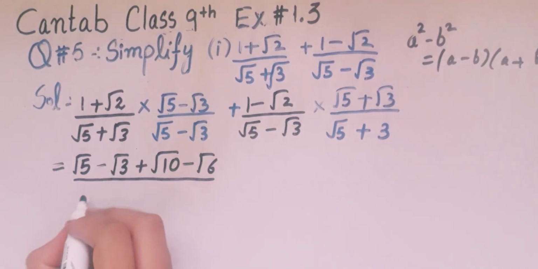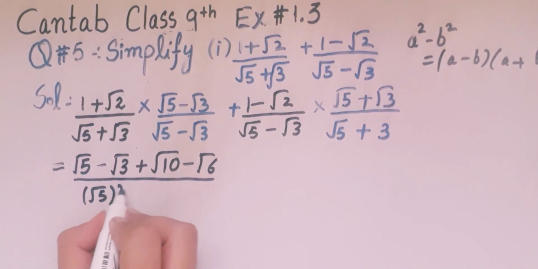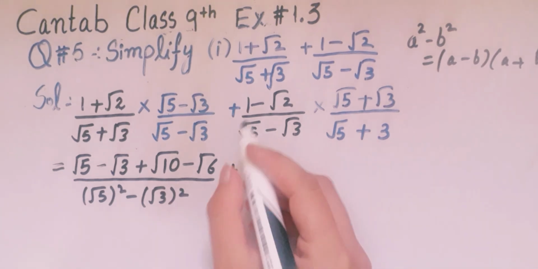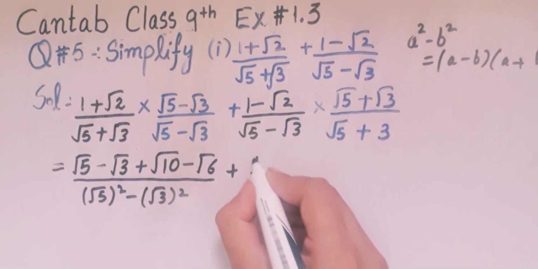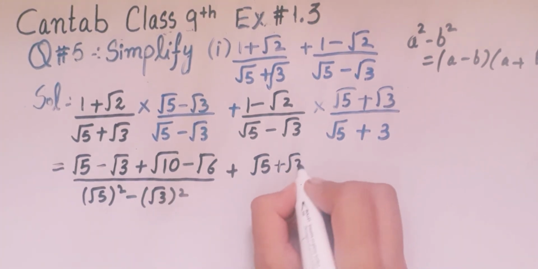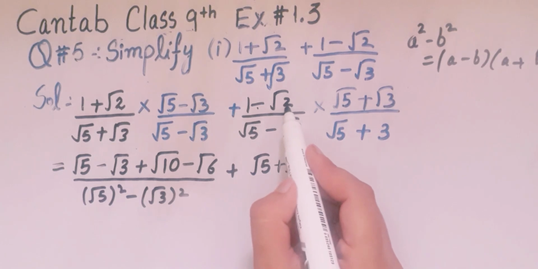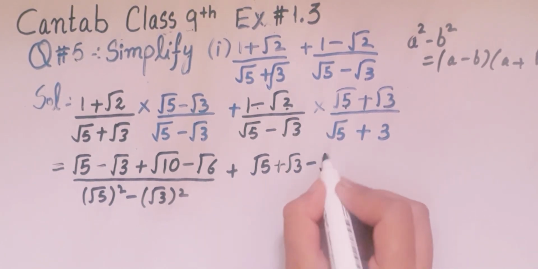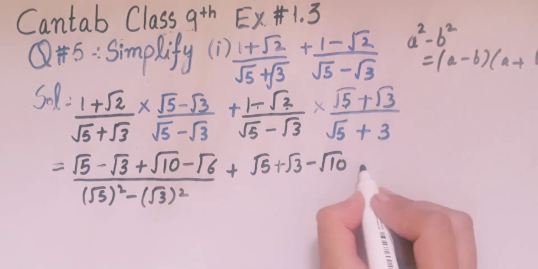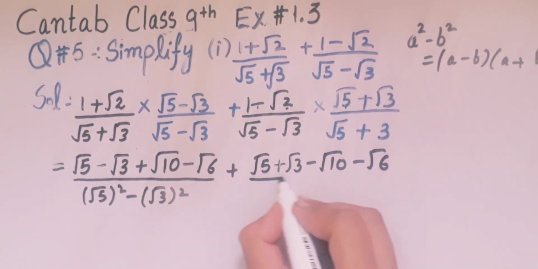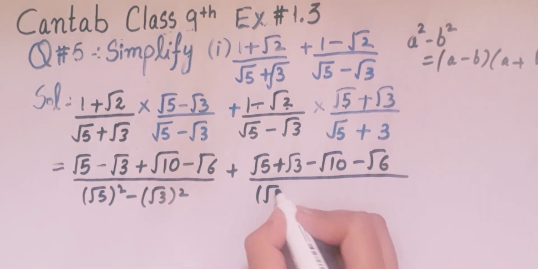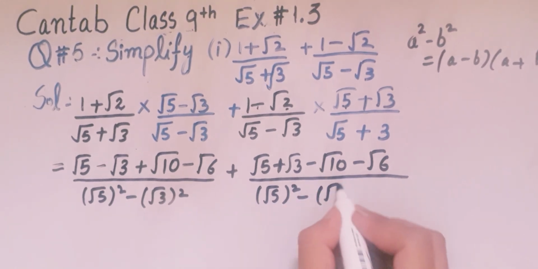So we have square root of 5 square minus square root of 3 square, plus we will multiply 1 by this square root of 5 plus square root of 3. When we multiply minus square root of 2 by square root 5, minus square root of 10, minus square root of 2 by square root of 3, we have minus square root of 6. And here we apply the formula of a square minus b square, square root of 5 square minus square root of 3 square.